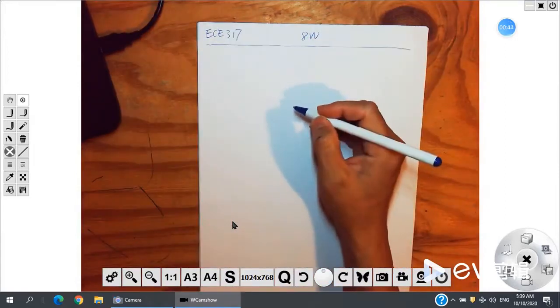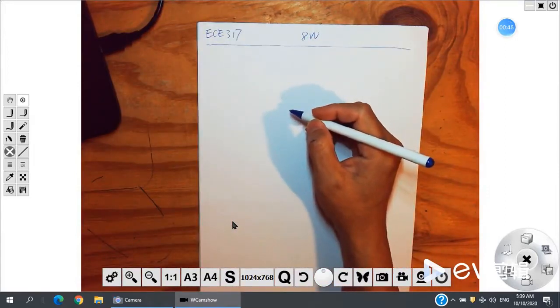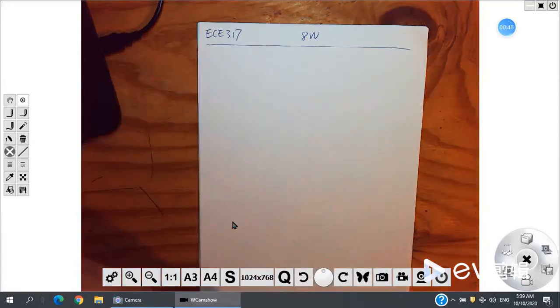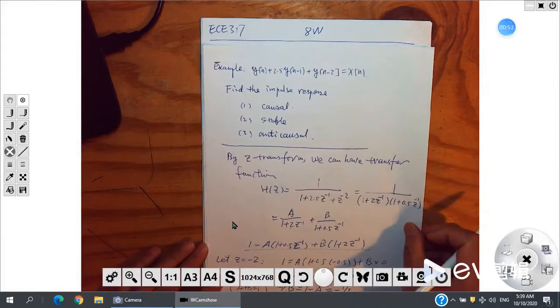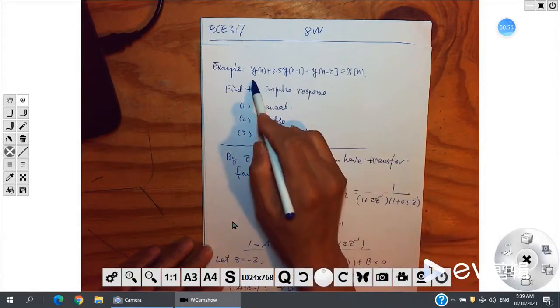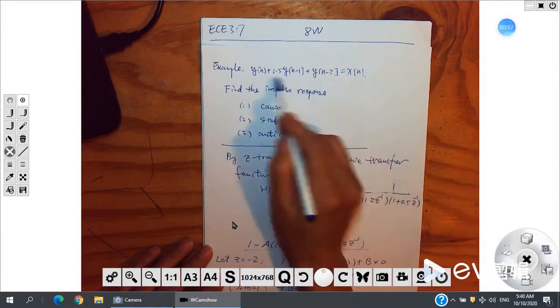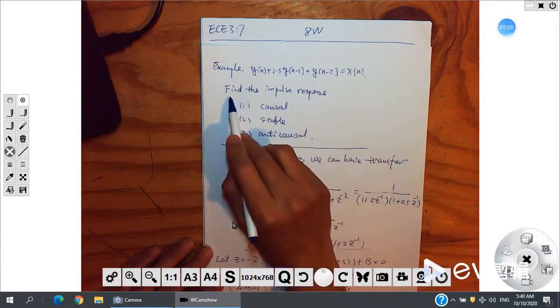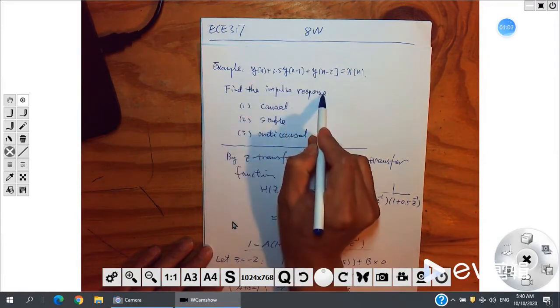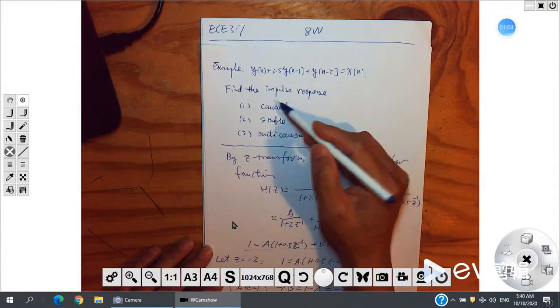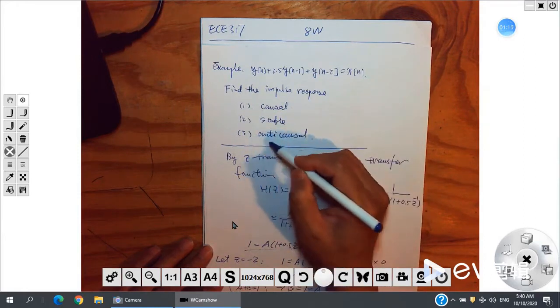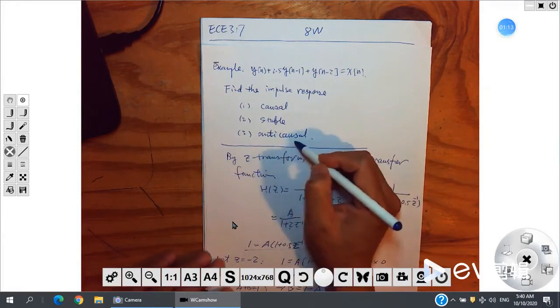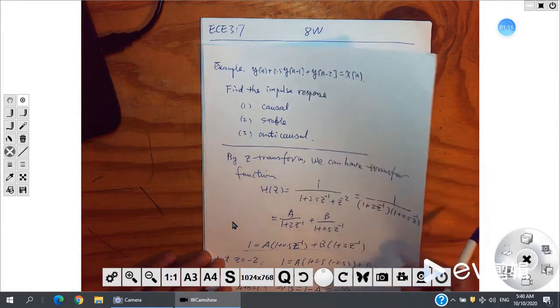The problem last time, let me see. Okay, so this is the problem we did last time. We have a system. This is the equation the system satisfies, and we want to find the impulse response in 3 different cases. The first case, we suppose the system is causal. Second case, we suppose the system is stable. And the third one, we suppose the system is anti-causal. Then how to solve it?